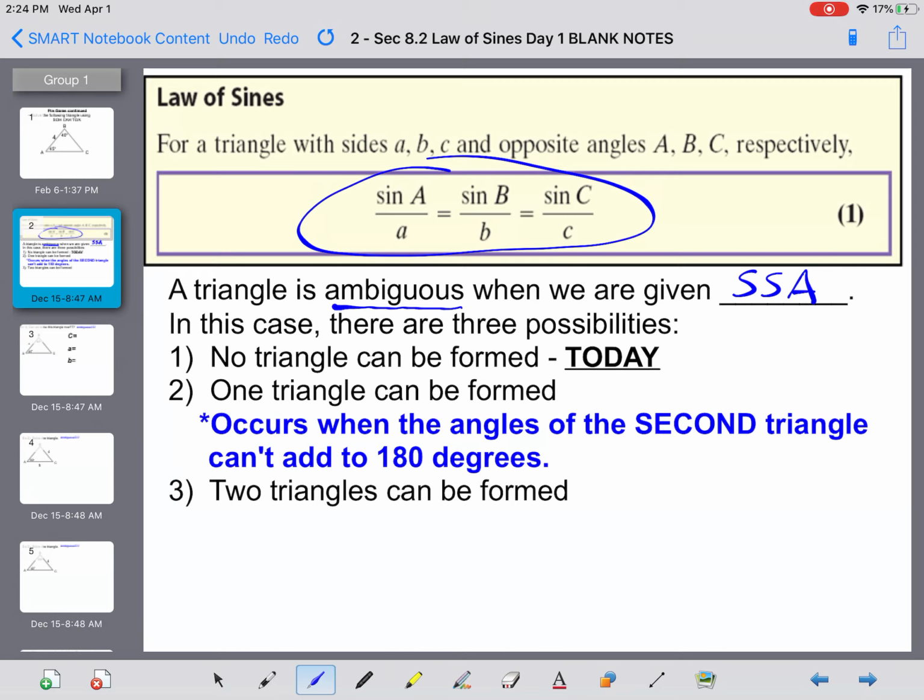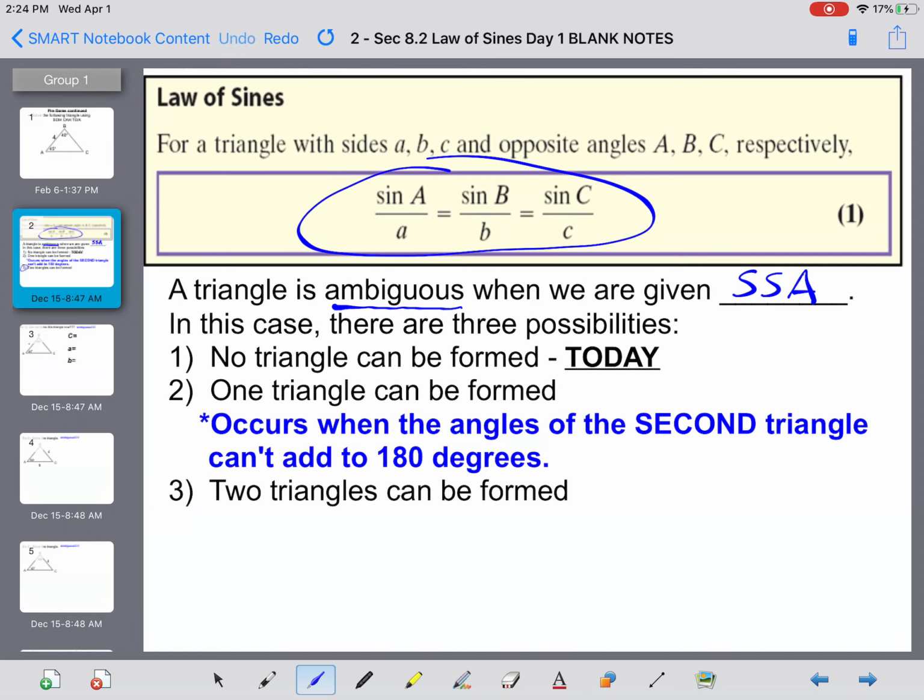I'll show you what it means to be given a side angle in a second. All ambiguous means is this. We have three options. Ambiguous kind of means vague. You really don't know what's going to happen. So when you use law of sines and you're given SSA, option number one, no triangle can be formed. That might happen, where the relationship between the angles and sides makes it just impossible to make a triangle. What also might happen is you can only make one triangle or two triangles.